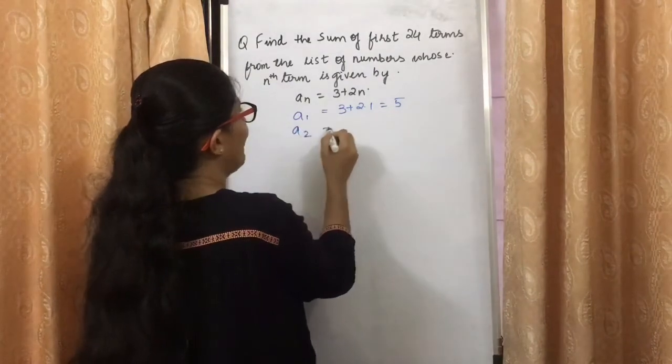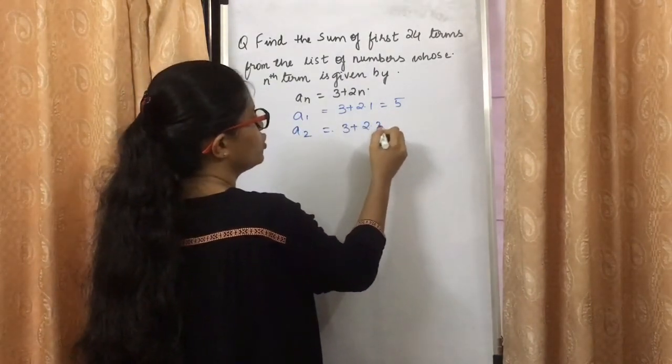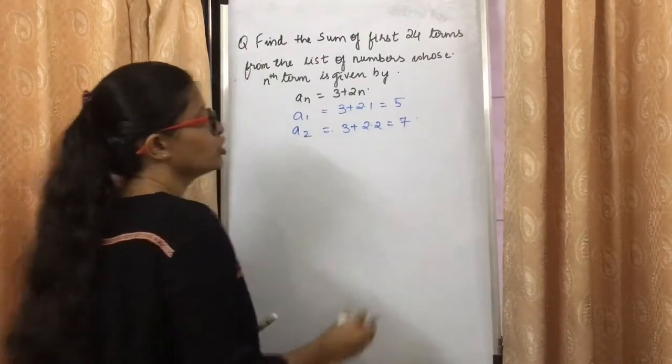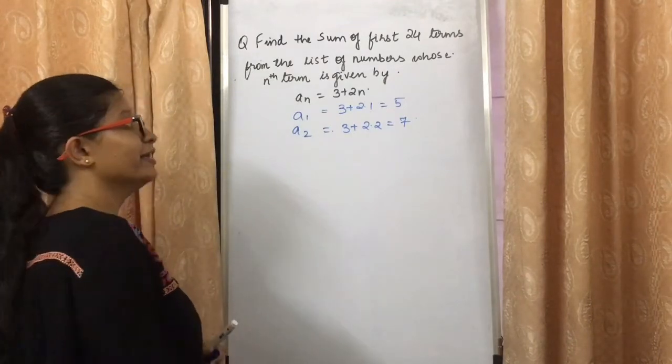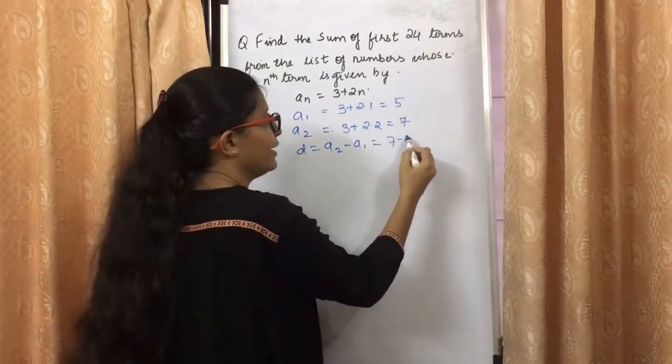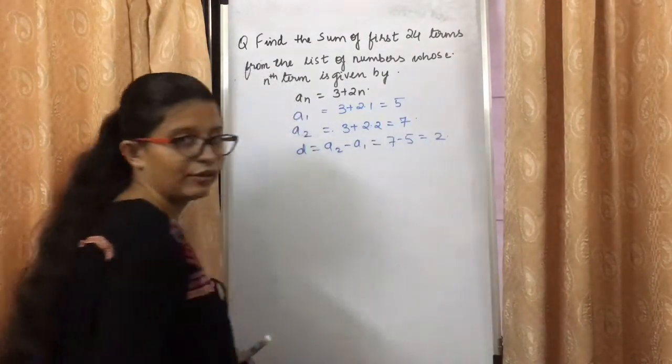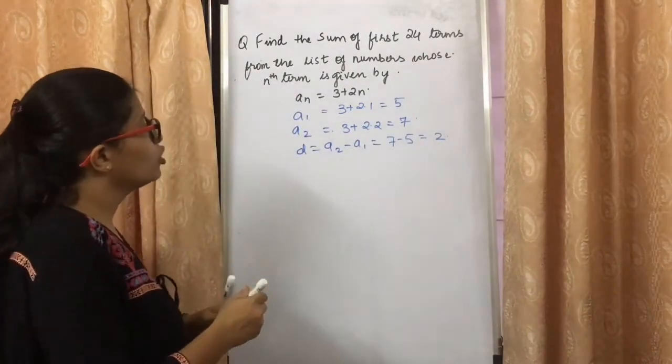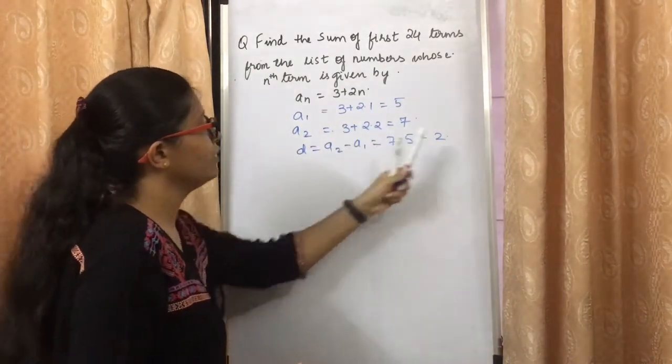Now A2 की वैल्यू निकालेंगे, 3 plus 2 into 2 will give you 7. 2 2s are 4, 4 plus 3 is 7. So D will be nothing but A2 minus A1. That is 7 minus 5 will give you 2. तो हमारे पास A की वैल्यू आ गई, D की वैल्यू आ गई.